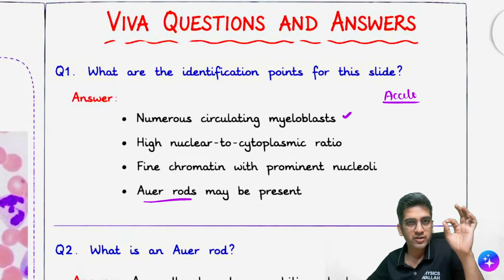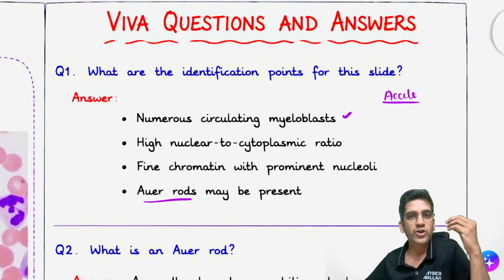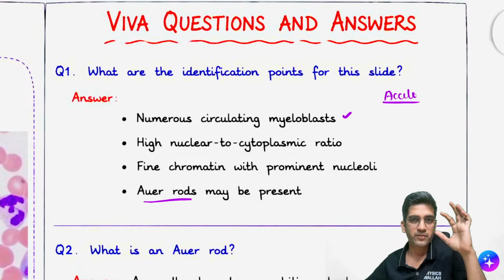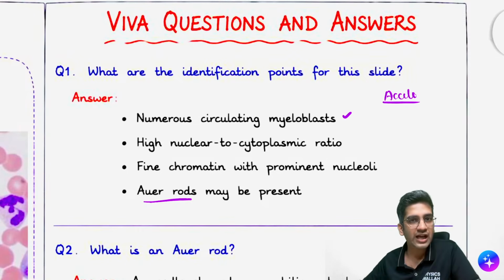If worst comes to worst and I need to give you a pass mark, if you tell me Auer rods are seen in myeloblasts, I'm more than happy from an undergraduate, right? If that is also not told, it is tough. It's difficult, right? Let's be honest, that's the bare minimum I expect from you. Auer rods are a finding seen in myeloblasts.